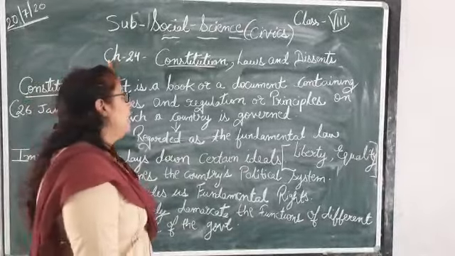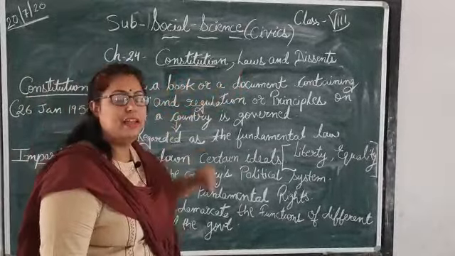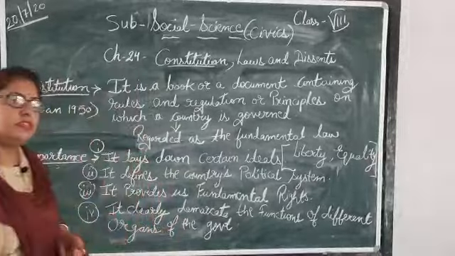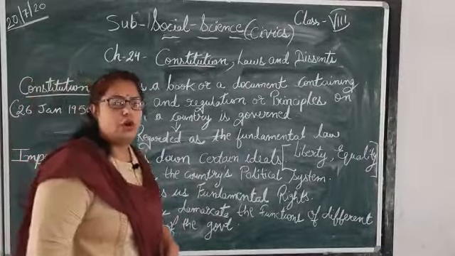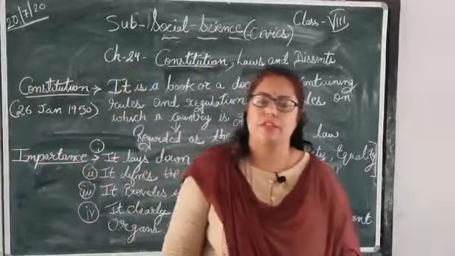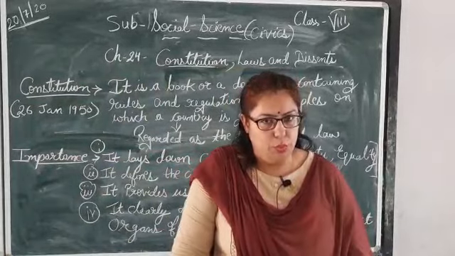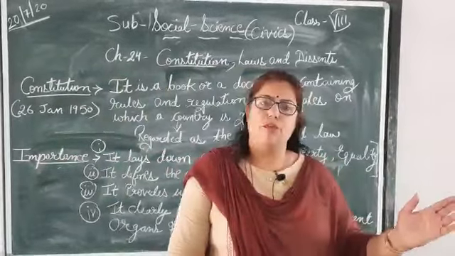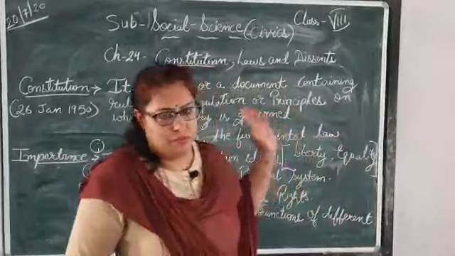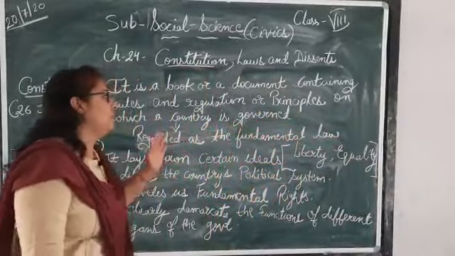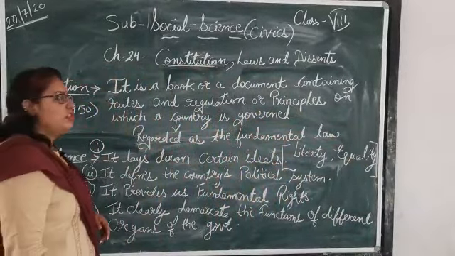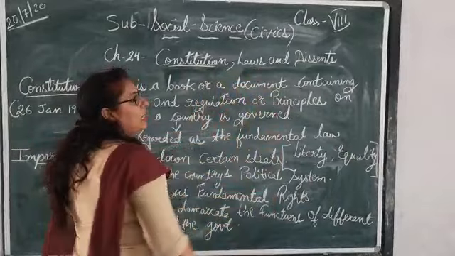Chapter of civics, that is Constitution, Laws and Dissent. This is the first chapter of civics. We have already covered one chapter of civics, but according to our new book, that chapter was the second chapter and this is our first chapter of civics. So we are taking this chapter, starting with Constitution, Laws and Dissent.